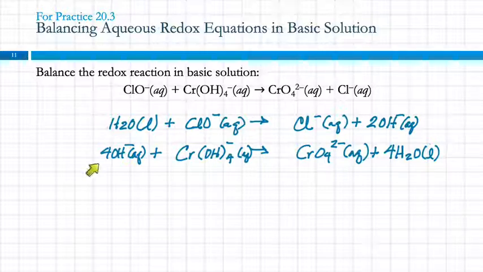And then double check. Got 4 hydrogens plus 4 hydrogens, so that's 8 hydrogens over here and 8 over there. I've got 4 oxygens and 4 oxygens is 8 oxygens, and 4 is 8. And the chromiums are still fine.